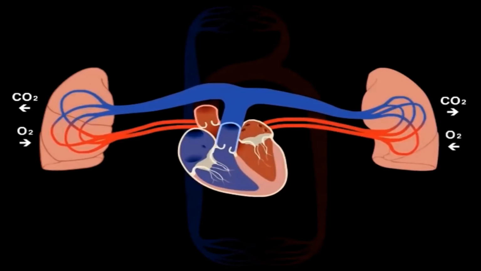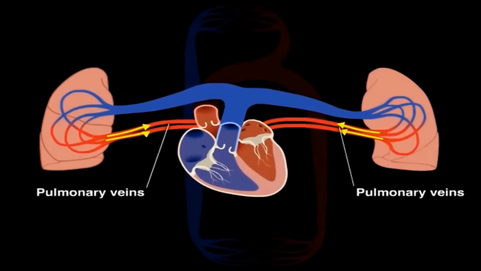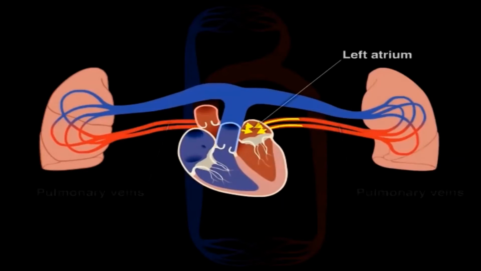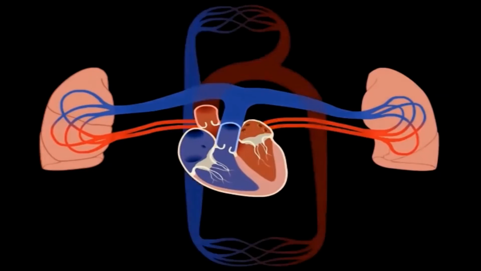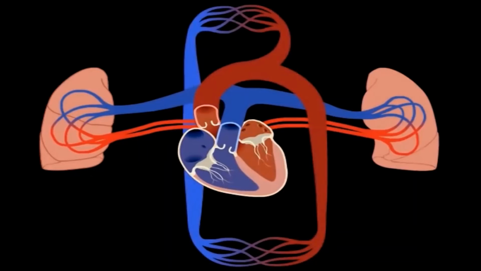In the pulmonary capillaries, carbon dioxide is exchanged for oxygen. This results in oxygen-rich blood that then flows through the 4 pulmonary veins and enters the left atrium.